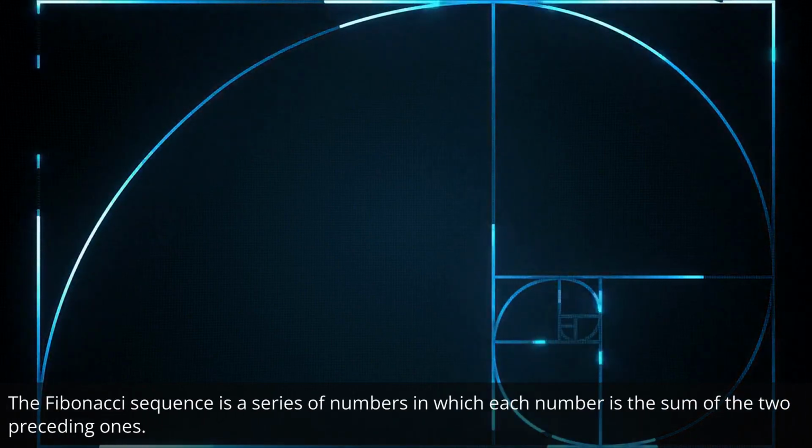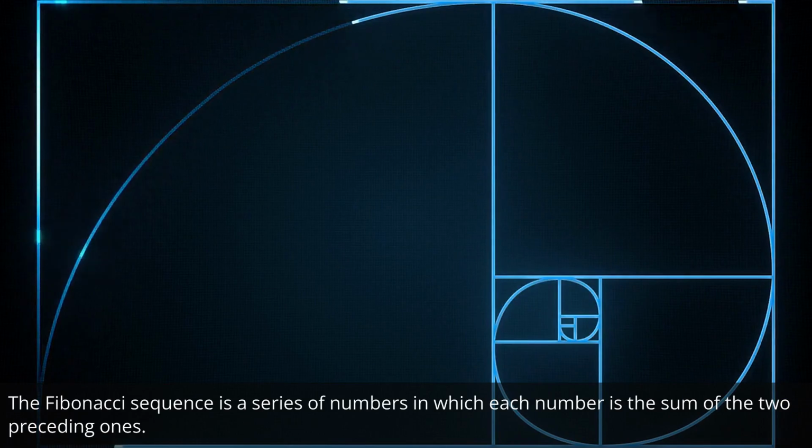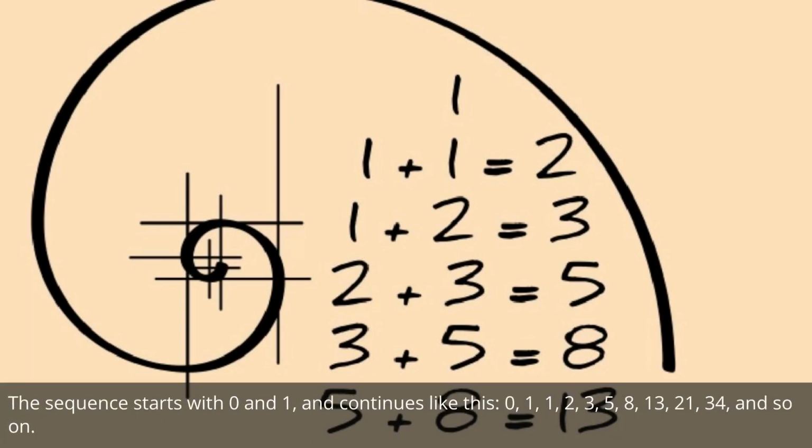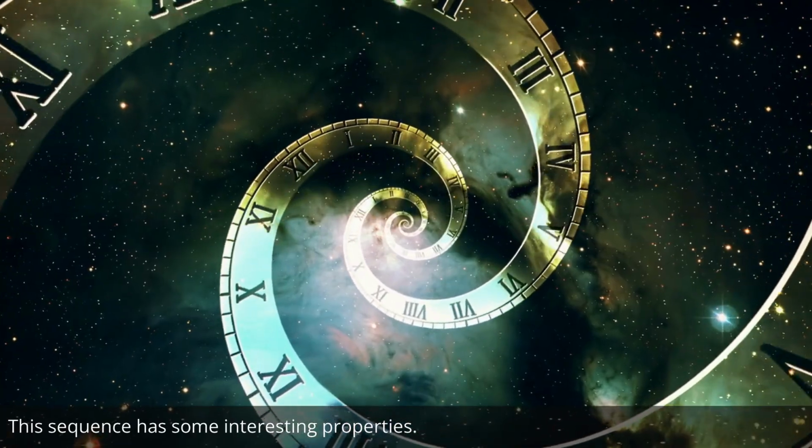The Fibonacci sequence is a series of numbers in which each number is the sum of the two preceding ones. The sequence starts with 0 and 1, and continues like this: 0, 1, 1, 2, 3, 5, 8, 13, 21, 34, and so on. This sequence has some interesting properties.